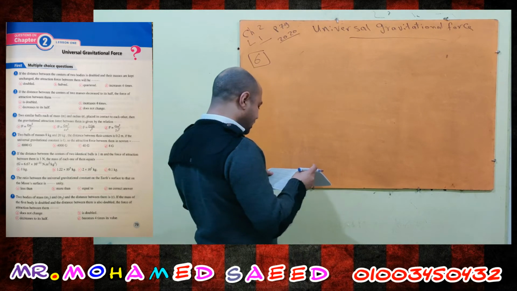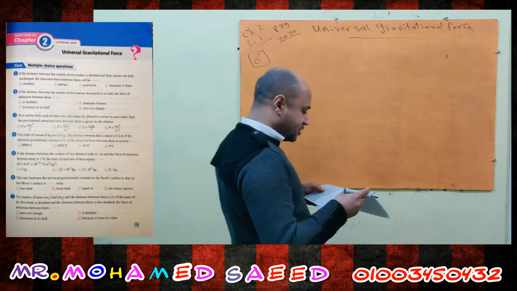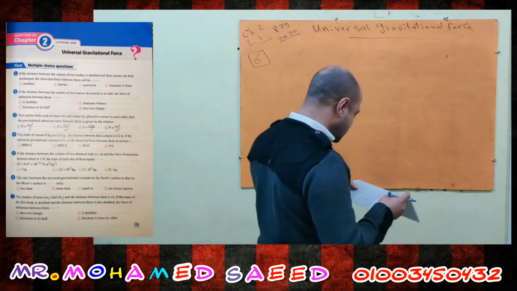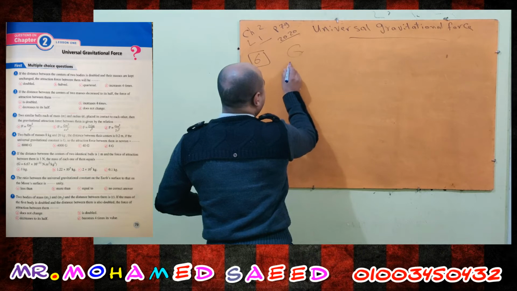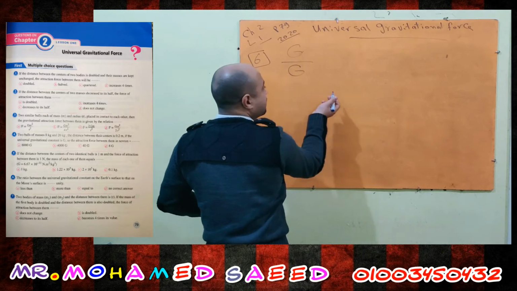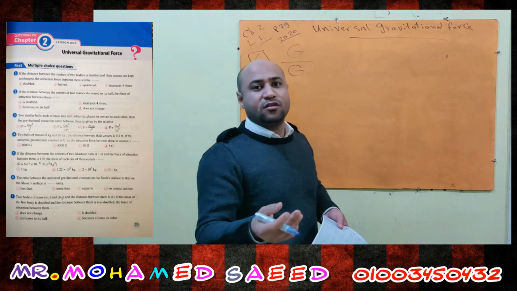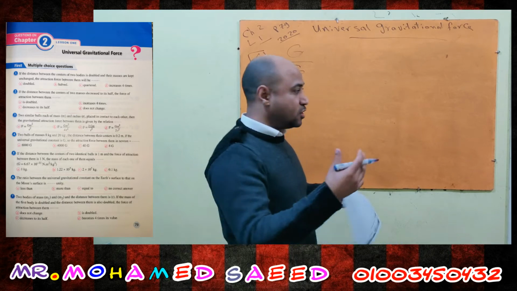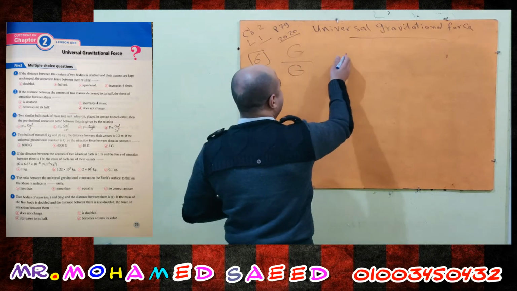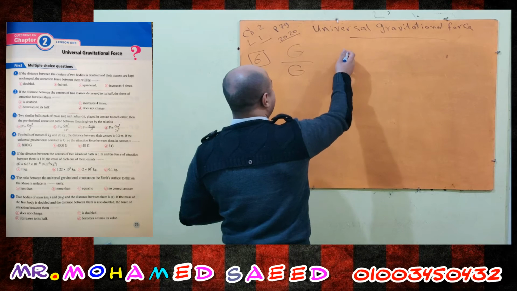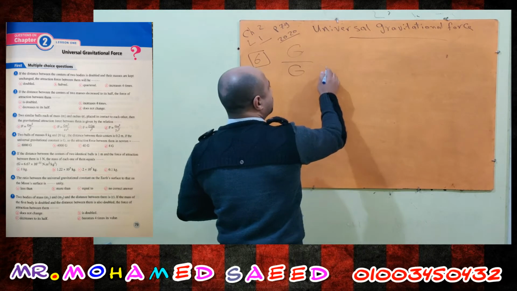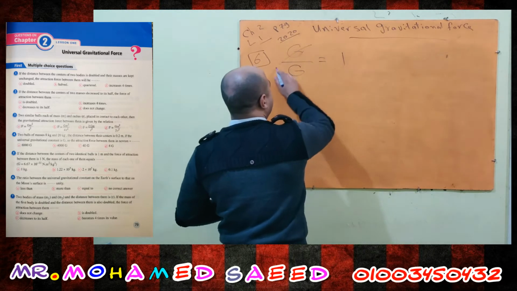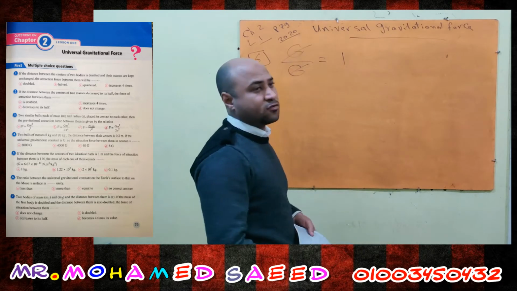The ratio between the universal gravitational constant on the Earth's surface to that on the Moon's surface. G on Earth over G on Moon. It's called universal gravitational constant. Universal gravitation means 6.67 times 10 to the power -11 over the same number. So the ratio equals 1. Okay? Because it is general gravitational constant.